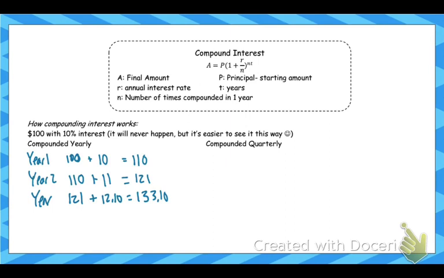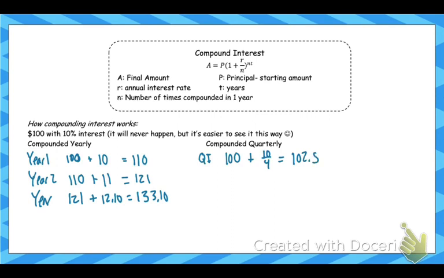So let's say interest was compounded quarterly. Let's look at the first quarter. Let's say the same thing. You start with $100. At the end of the first quarter, you're going to get a quarter of that interest. Well, 10% was $10, so a quarter of that would be $2.50. So at the end of quarter one, I would have $102.50.